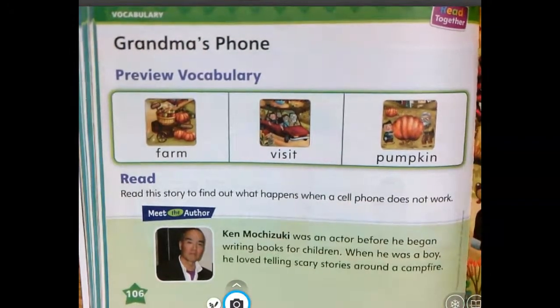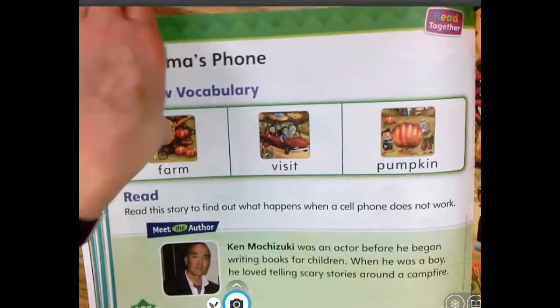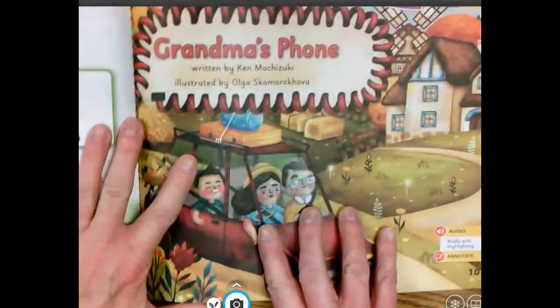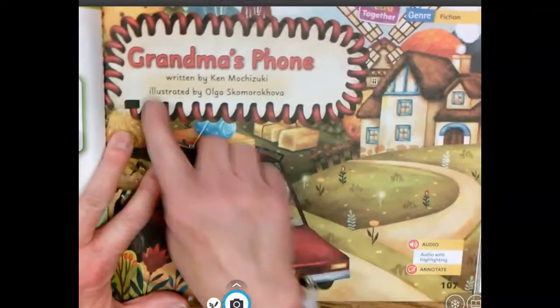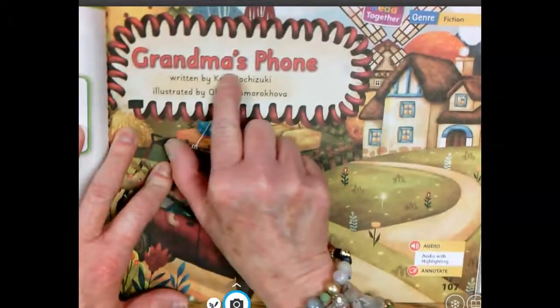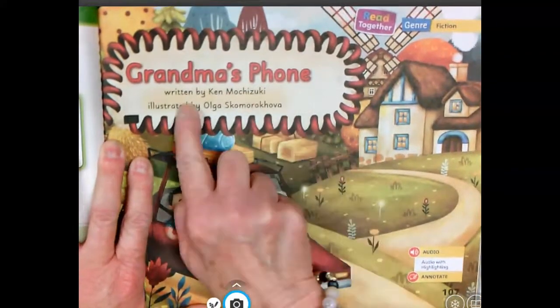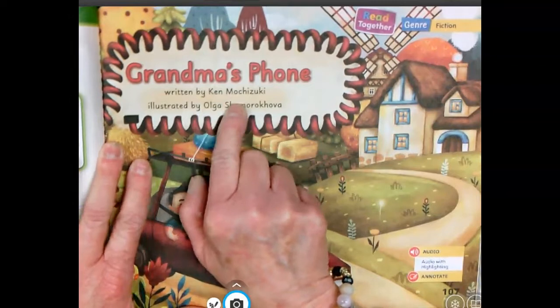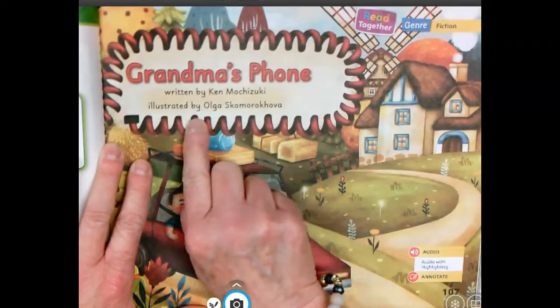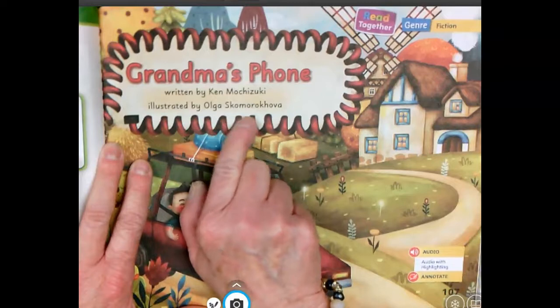Okay, let's look at the next page. The story begins on page 107. The title of this story is Grandma's Phone. Written by Ken Mokazuki. Illustrated by Olga Skmorkova.